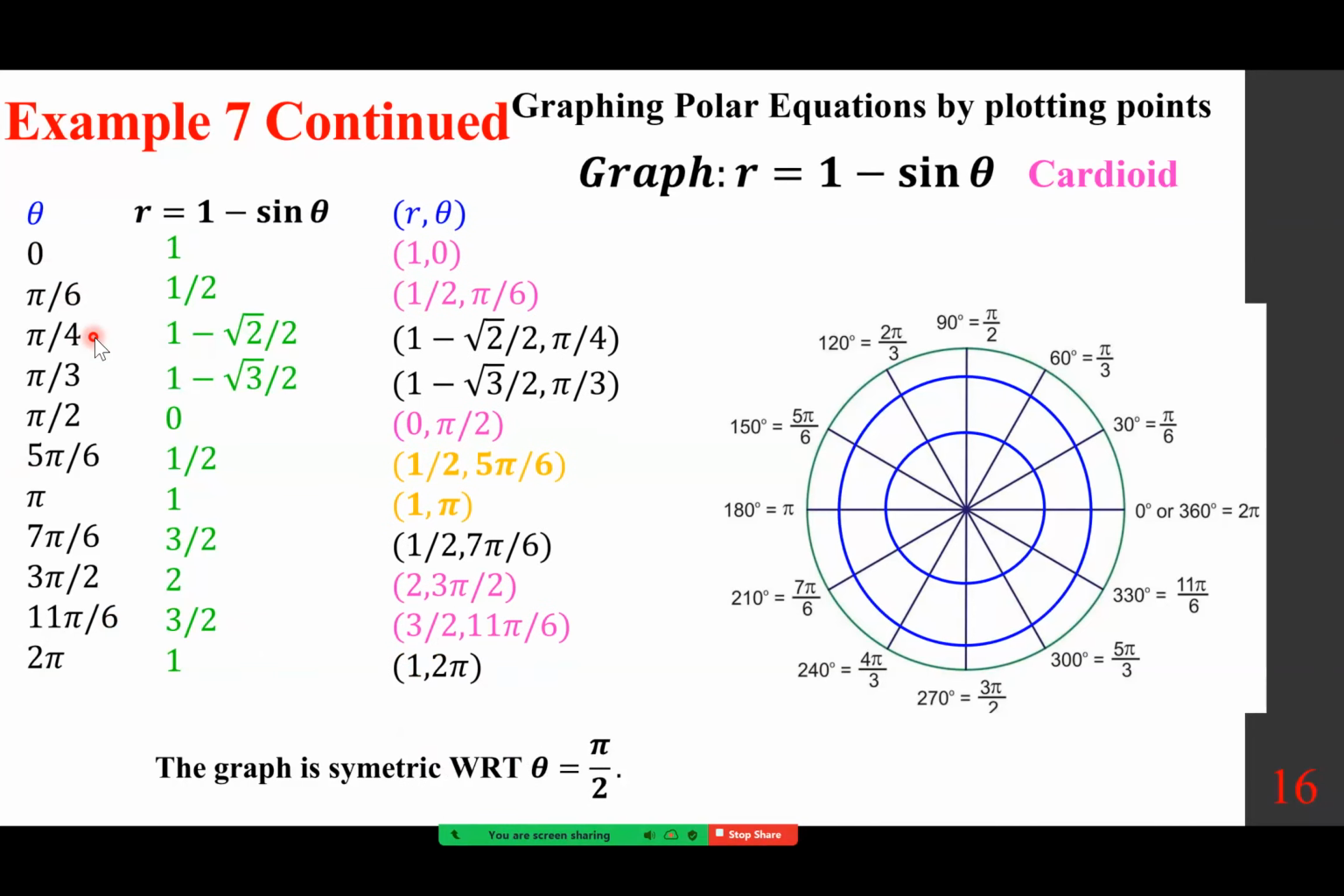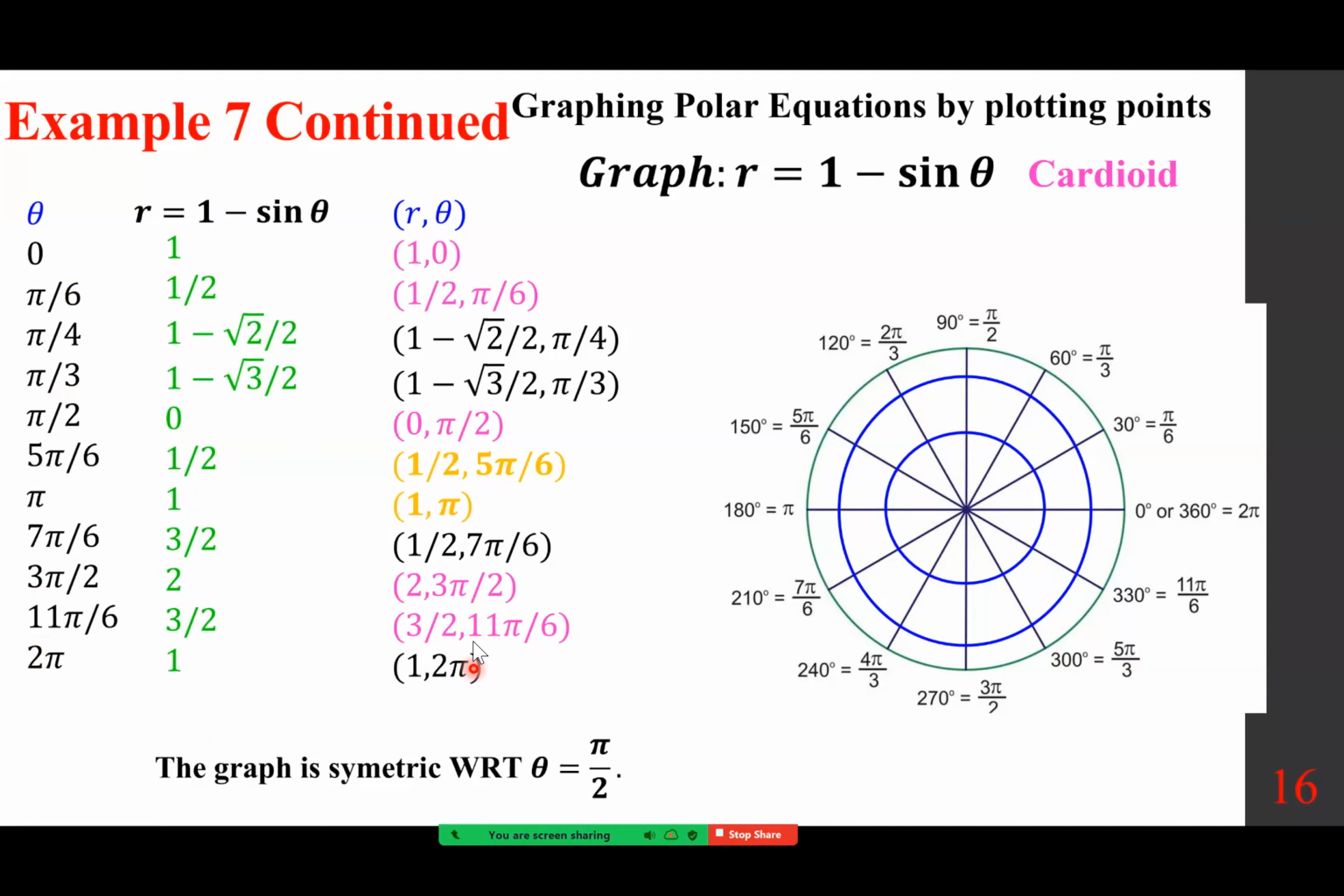So we have chosen the angles. We have come up with the value of r. We have calculated those. By the way, 2 pi goes back to 0, right? The value. And we write the pairs. All we have to do is come up with those pairs.